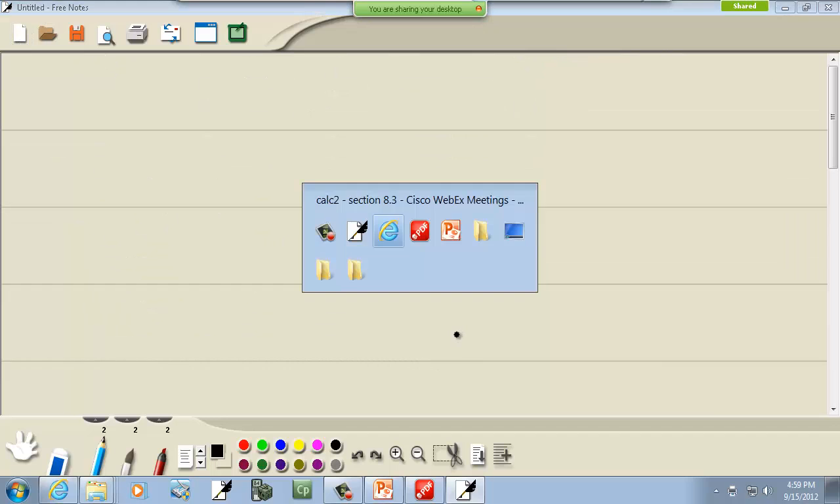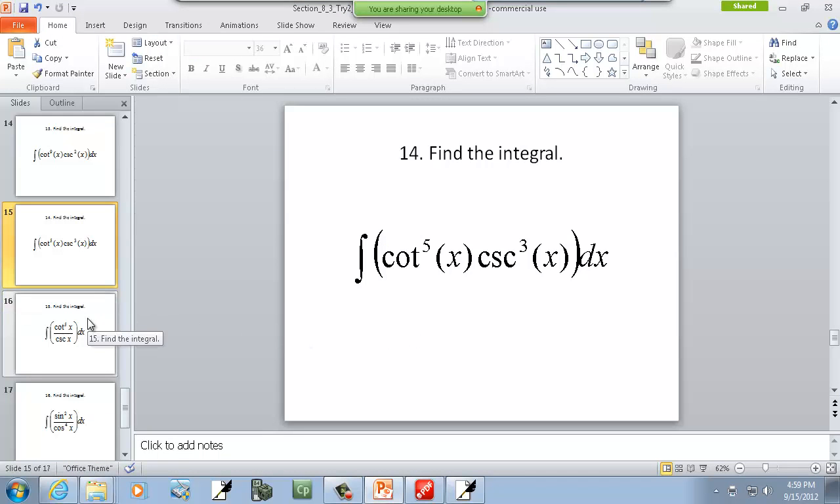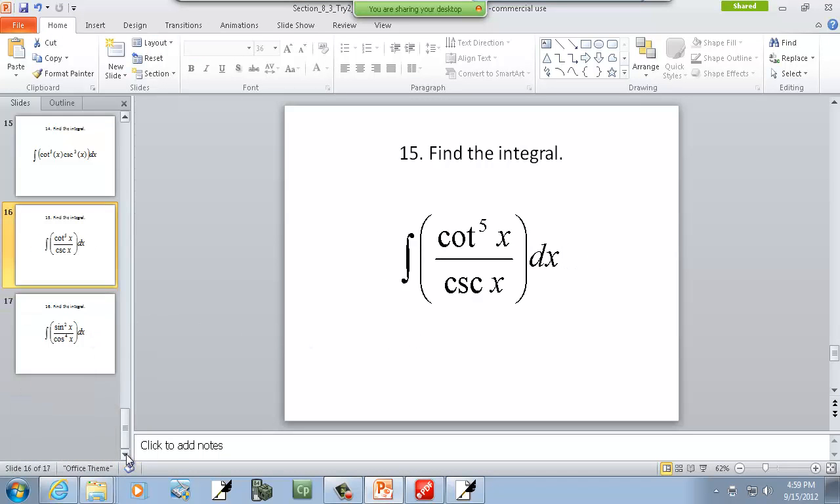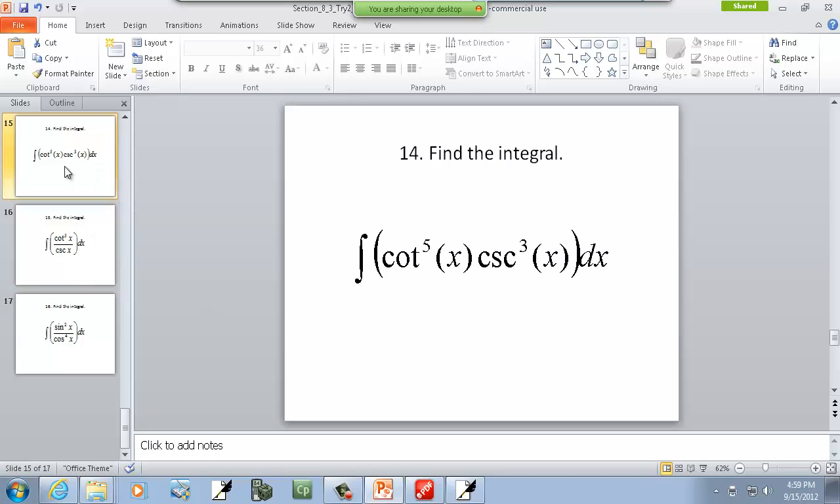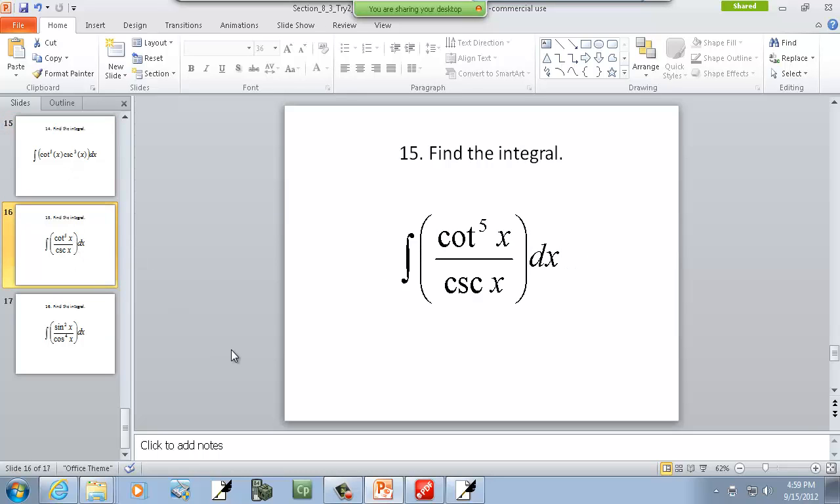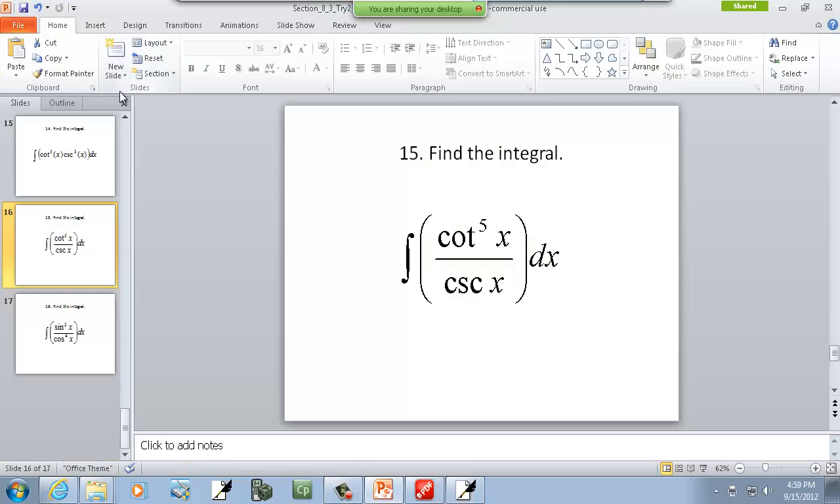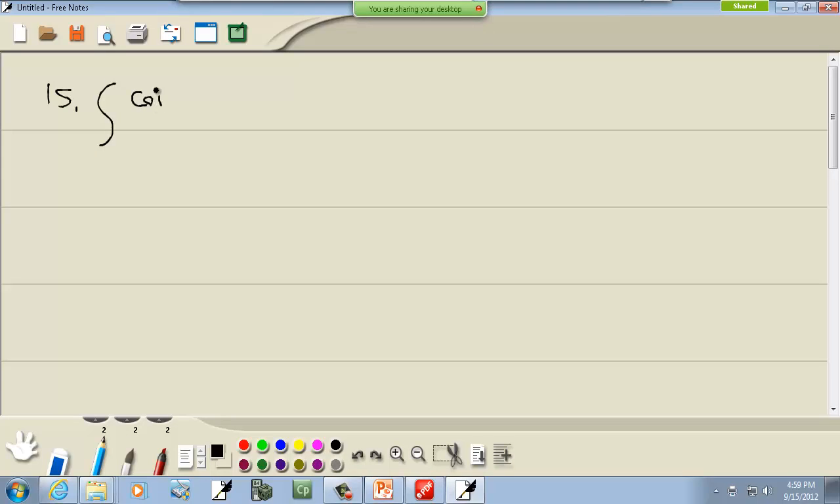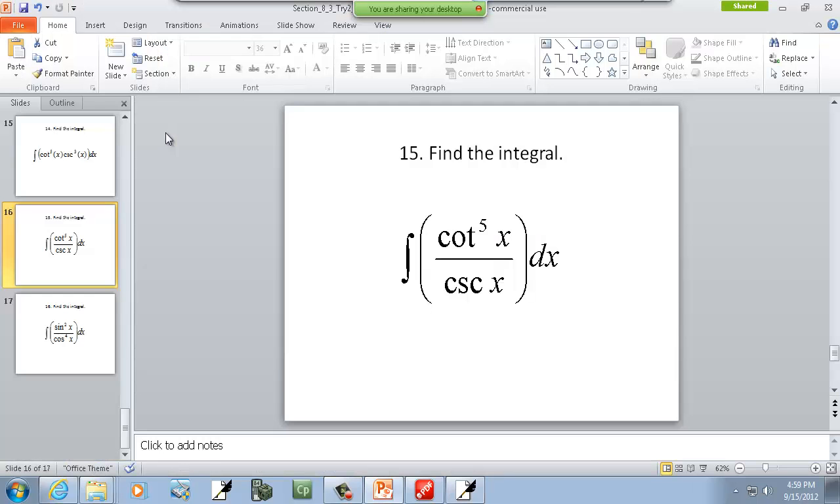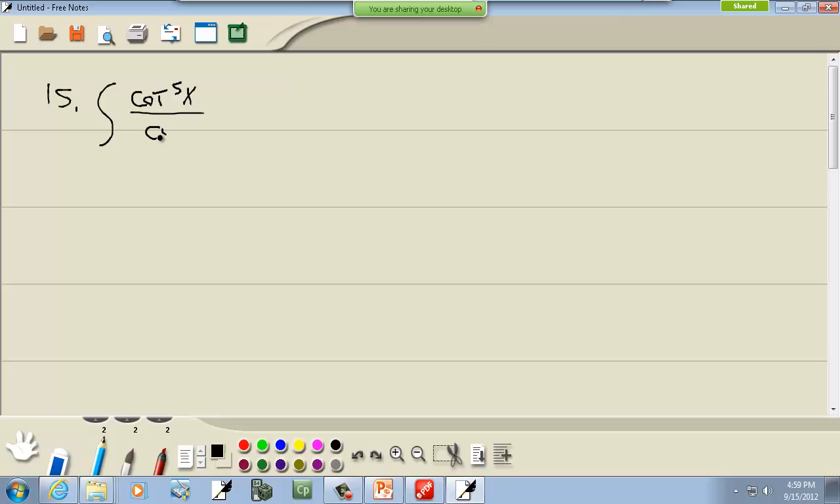Okay, let's look at our next problem. Were we really on that one? Yeah, I guess so. So close. So here we got the integral of cotangent to the fifth x, cosecant x here, and dx.